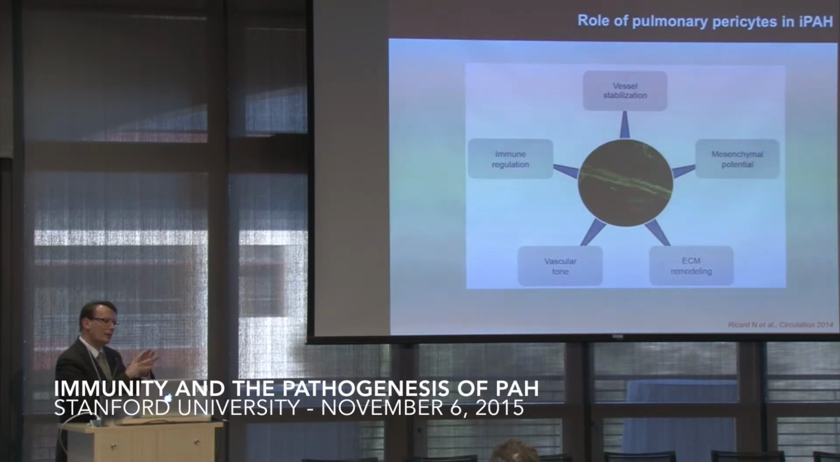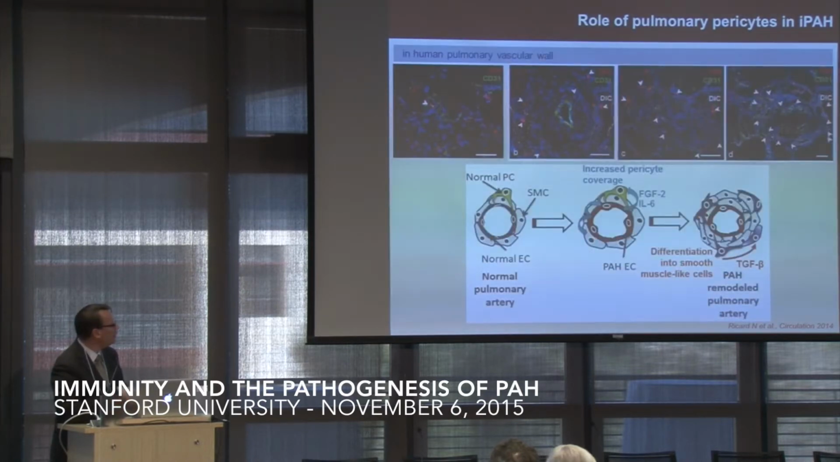We always like the endothelial cell, the smooth muscle cell, but we should never ignore what's around, and Kurt is working a lot on that. And the pericytes are certainly important for normal healing or abnormal proliferation. And in PH, and this has been published by Nicolas Ricard and Christophe Guignabert, it is quite clear that as compared to a normal pericyte in a normal vessel, there is an increased pericyte coverage, and this may be, at least in part, induced by abnormal production of FGF2 and interleukin-6 by dysfunctional endothelial cells.